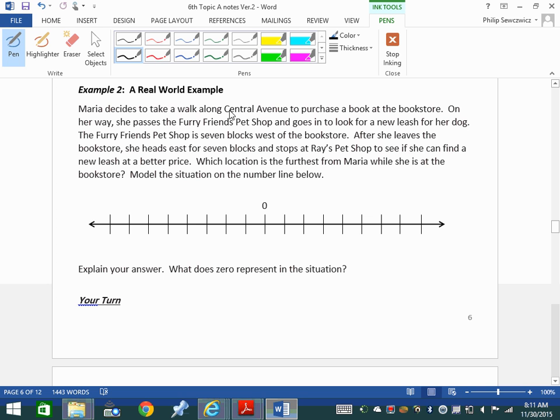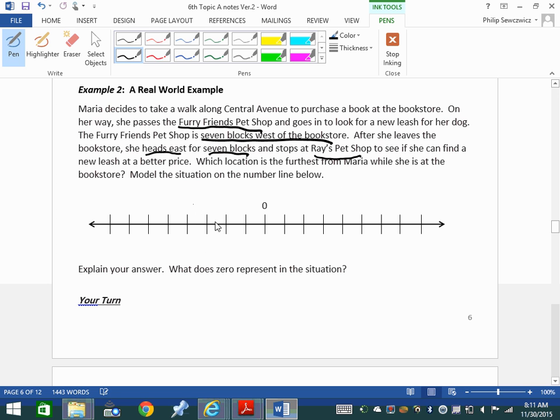Maria decides to take a walk along Central Avenue to purchase a book at the bookstore. On her way, she passes the Furry Friends Pet Shop and goes in to look for a new leash for her dog. The Furry Friends Pet Shop is 7 blocks west of the bookstore. After she leaves the bookstore, she heads east for 7 blocks and stops at Ray's Pet Shop to see if she can find a new leash at a better price. Which location is the furthest from Maria while she is at the bookstore? Model the situation on the number line below.